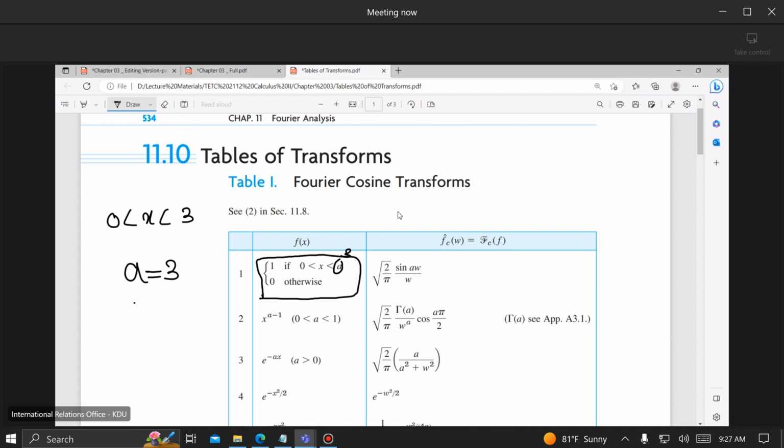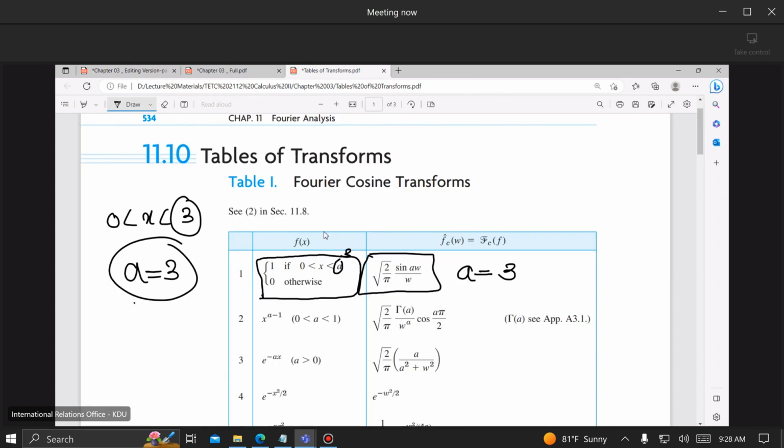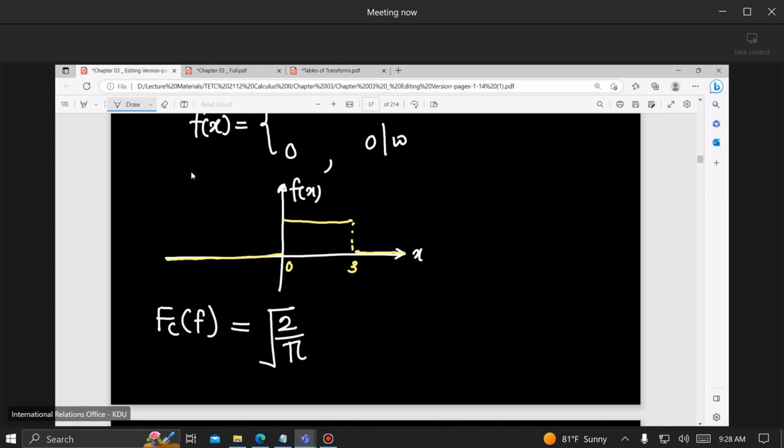So the respective Fourier cosine transform is the one in front of it, but what should the value of a be? According to our problem, the value of a is 3, so in this expression the value of a should be 3. So what should the answer be then? The answer should be square root of 2 over pi, sine 3w over w. Sine 3w over w.